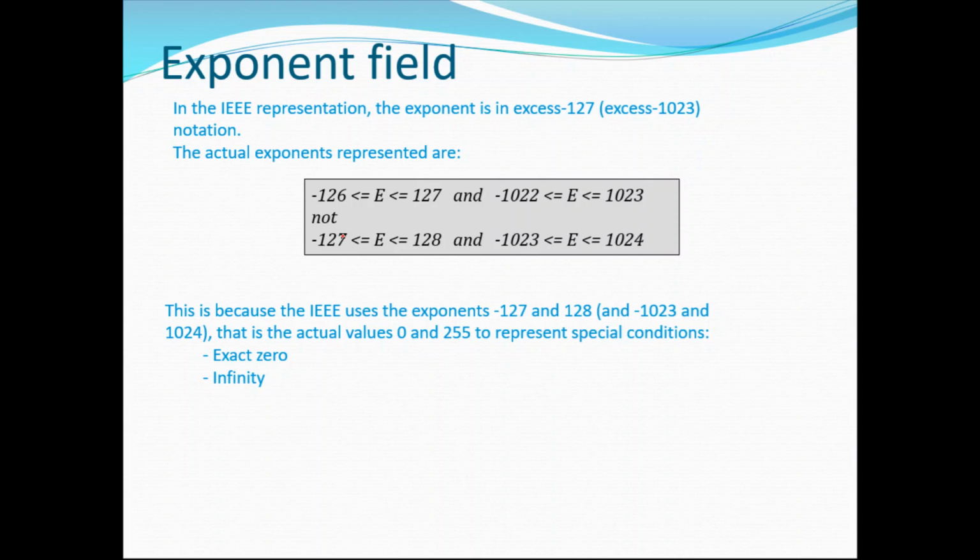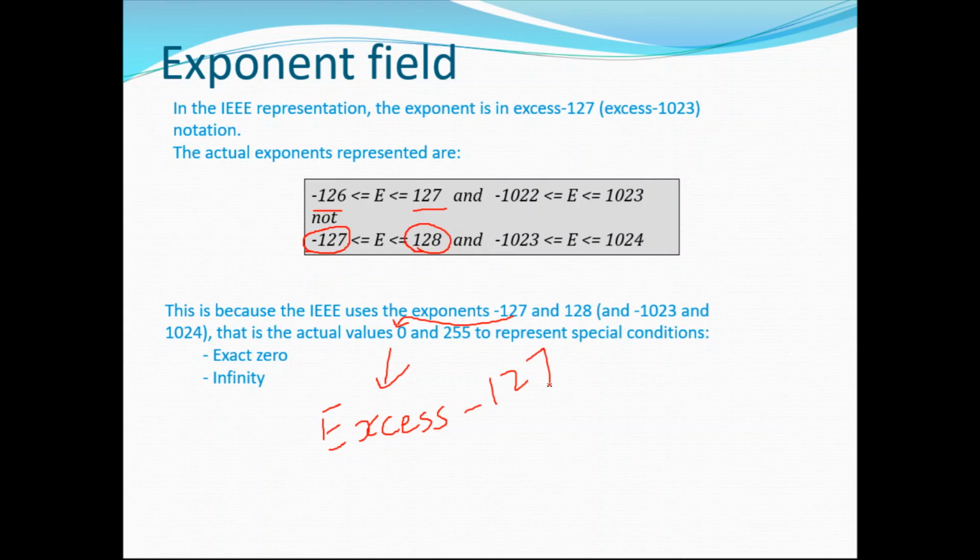But IEEE uses only from minus 126 to plus 127. It is not using this minus 127 and this 128 for normal operation. These are used to represent some special values. Actually this minus 127 represents 0. This minus 127 is equivalent to 0 in excess 127 notation. So minus 127 will be equivalent to 0 in a particular notation, which is called excess 127 notation.